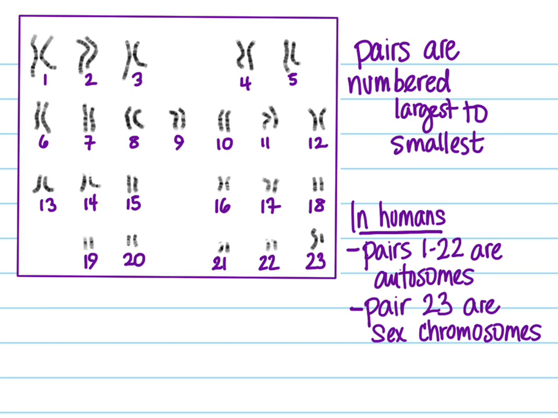Pair 23 are the sex chromosomes, and while those have the genes on them that control which reproductive cells, which gametes you produce, eggs or sperm, they also have a few other genes on them, so when we get further into genetics, we'll talk about sex-linked traits. Those are things carried on those X and Y chromosomes in humans.